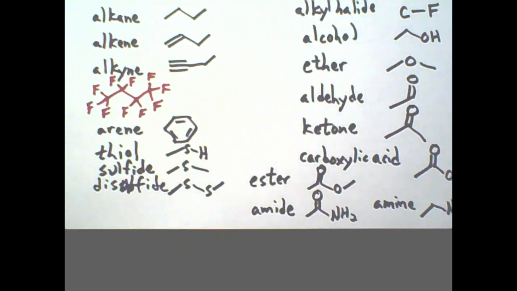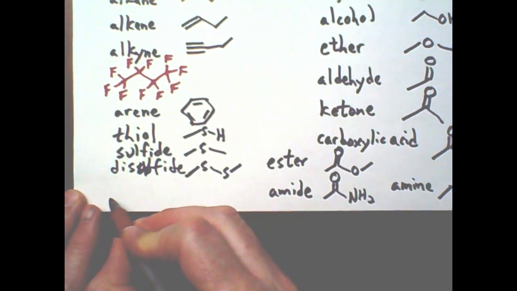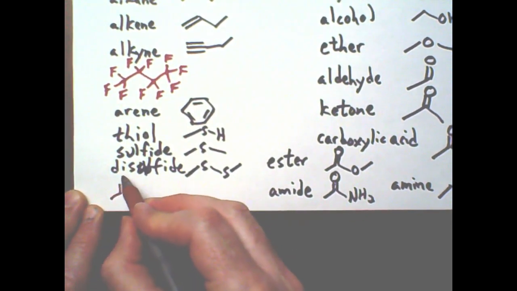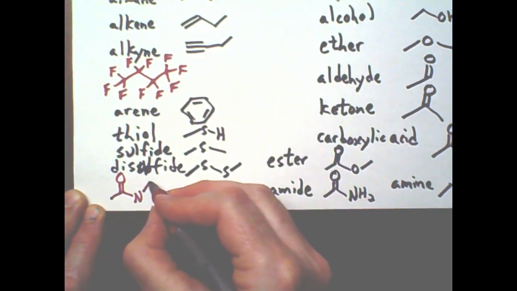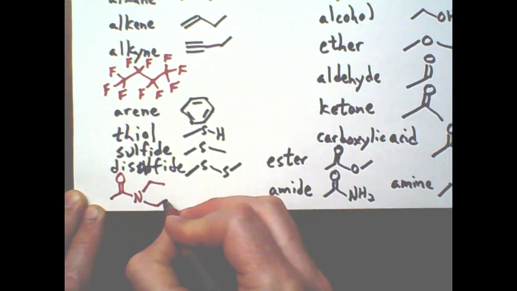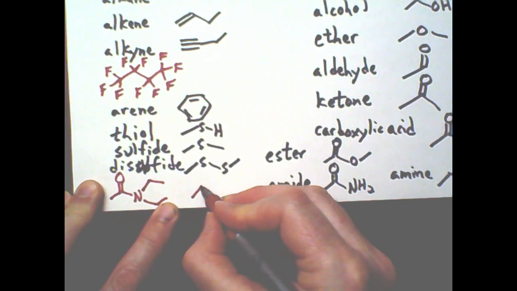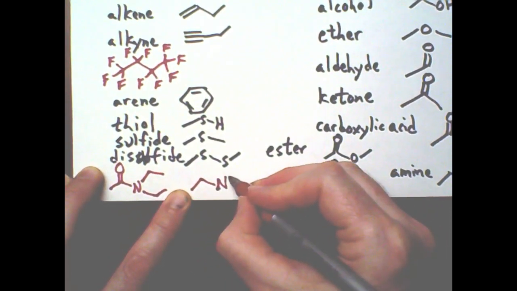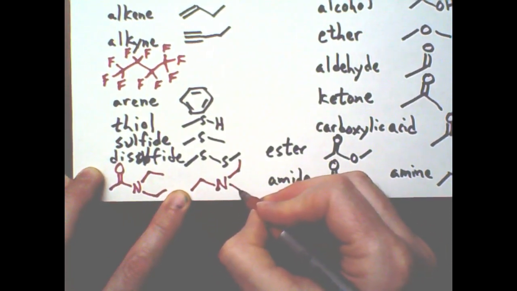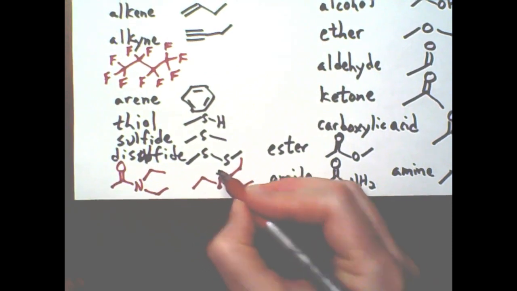Let's put an exception. If on an amine or an amide, we attach extra carbons, it makes them less polar. This triethylamine is not going to be very polar at all.